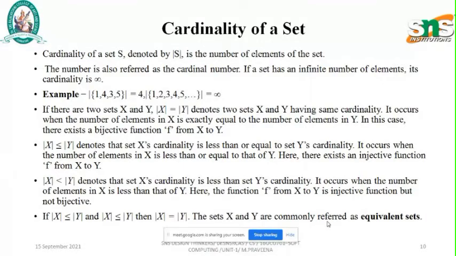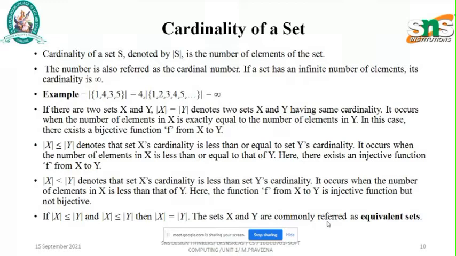Here there exists an injective function f from x to y. So when x < y, it denotes that set x's cardinality is less than set y's cardinality. It occurs when the number of elements in x is less than that of y. Here the function f from x to y is an injective function but not bijective.